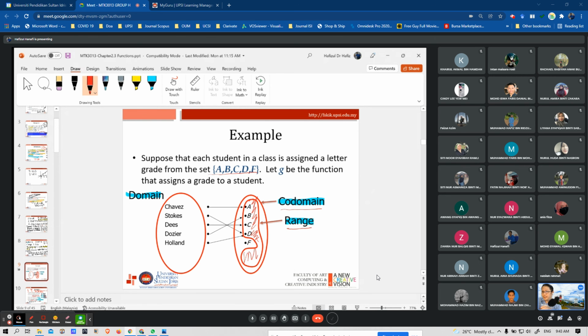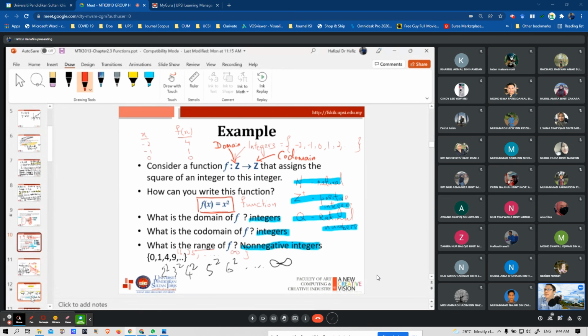Same goes here. We have a domain and codomain, and for the range we only have A, B, C until D. This one is important because you need to understand a little bit about the domain and codomain and also the range. And then this is another example.